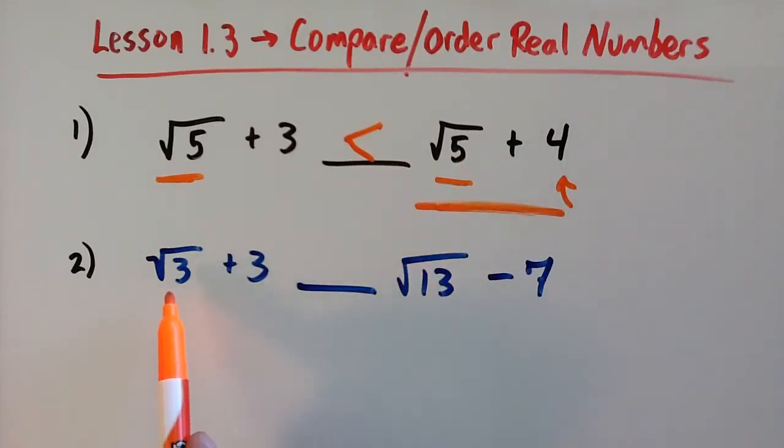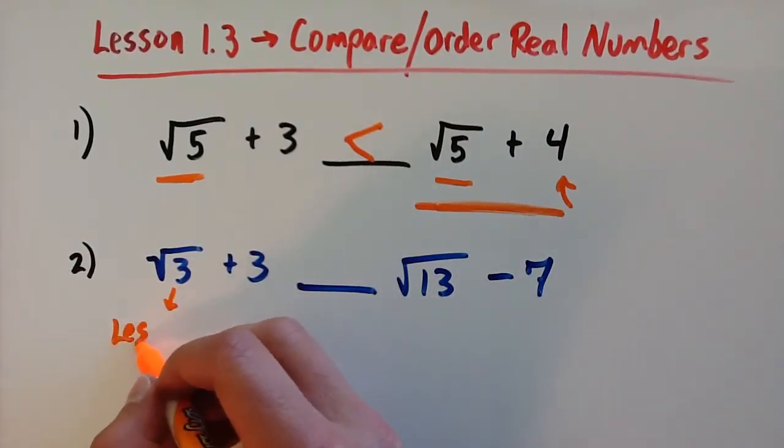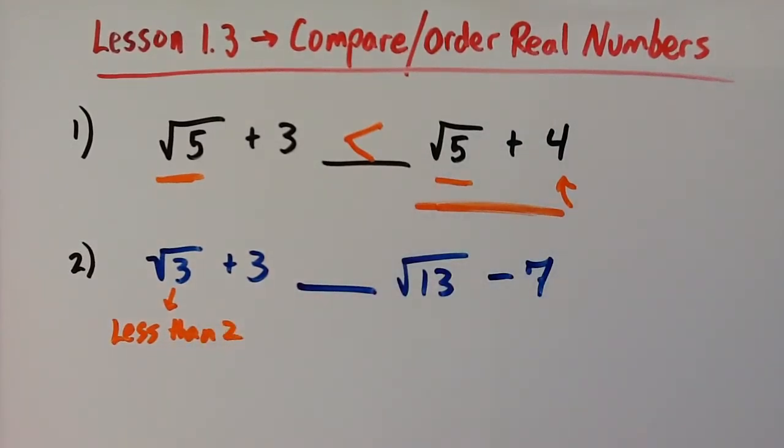Number 2, we have the square root of 3 plus 3 compared to the square root of 13 minus 7. On this left side here, I have the square root of 3. Now, I know this is going to be less than 2 because the square root of 4, which is a perfect square, would be 2. And so this is going to be less than 2, right? And so let's just say it was 2.